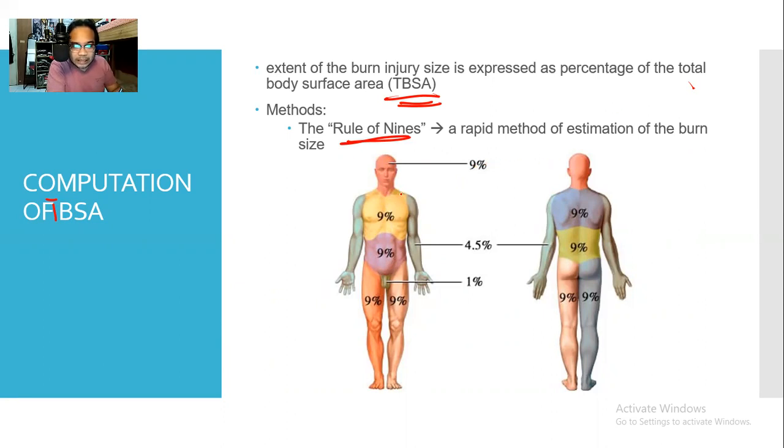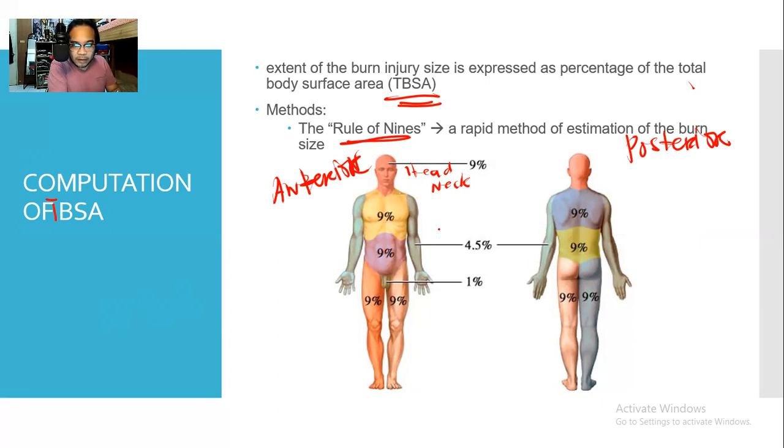sa head natin, 9 yan siya. Sa ating anterior thorax, that is 9%. Head and neck tayo dito, this is your head and neck, 9%. You have there the anterior thorax, which is your 9%. Your abdomen, which is your 9% naman. This is your anterior, and this is now your posterior. Okay, so 18 lahat dito. You have there the thorax, the abdomen, the posterior thorax, and the posterior abdomen or your lower back.